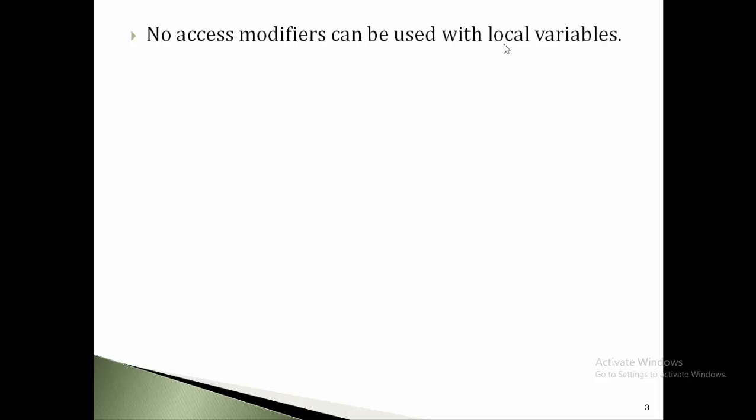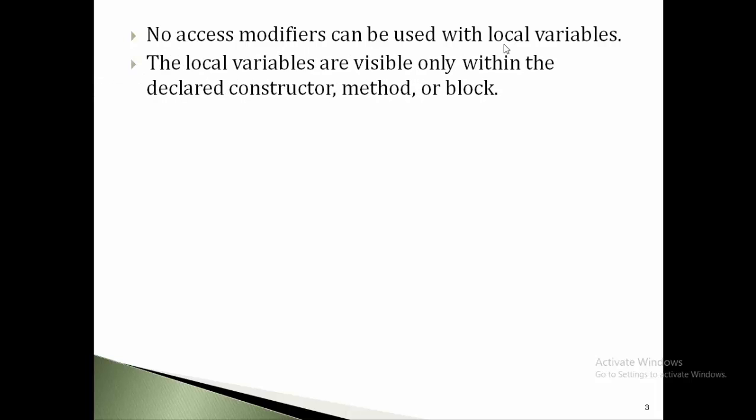And see, when we are declaring the local variables, we must not specify access modifiers like private, public and protected. These access modifiers must not be used with local variables. These local variables are visible only within the declared constructor, method or block. This is the point which we must remember. That means the accessibility is only available within the block.